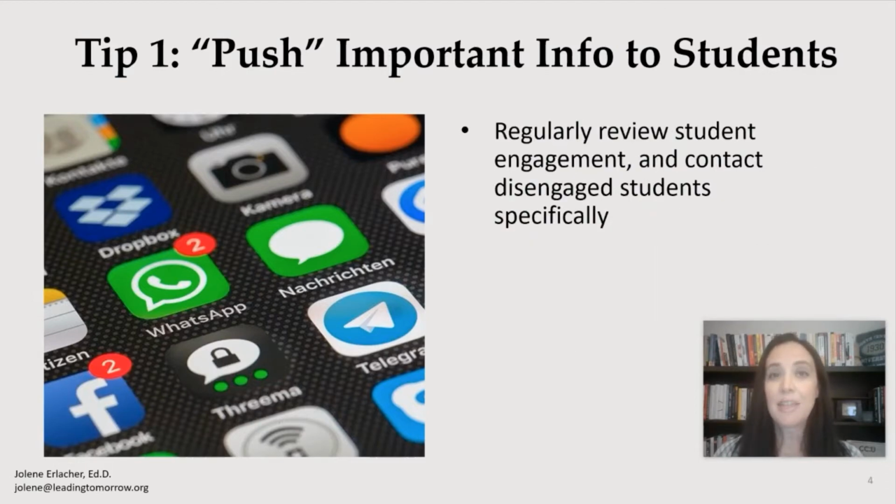The other thing that can be critical is to really review who's engaging and who's disengaged. Most LMSs allow us to see when people are logging in, how much time they're spending in the course, what pages they're viewing, those types of things.